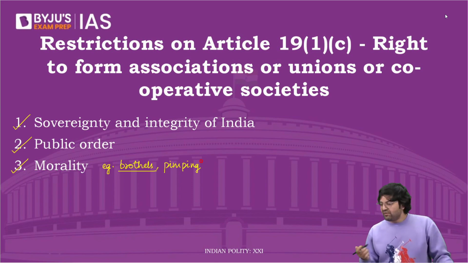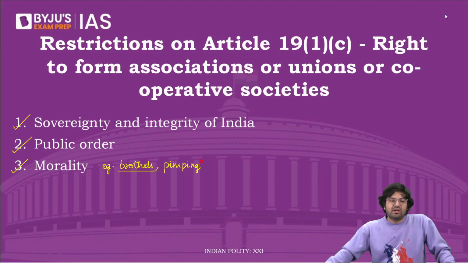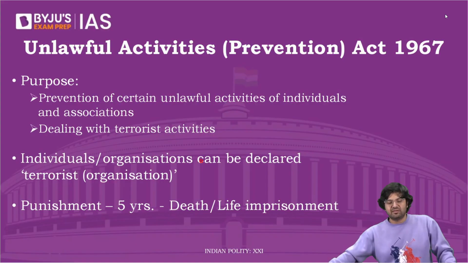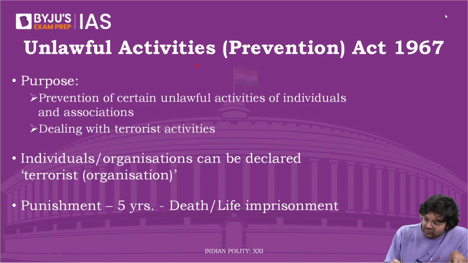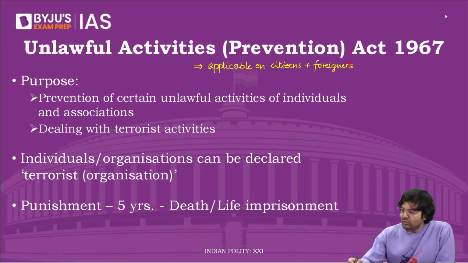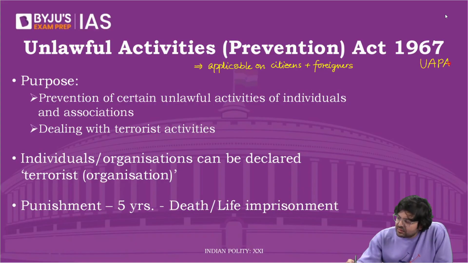Now, as all of you agree that unlawful activities should be prevented, and we should not form associations to create terror, there is a law in the country which was passed in 1967 to prevent unlawful activities of individuals and associations dealing with terrorist activities. This law is applicable on citizens and foreigners. In fact, this is called UAPA, Unlawful Activities Prevention Act.